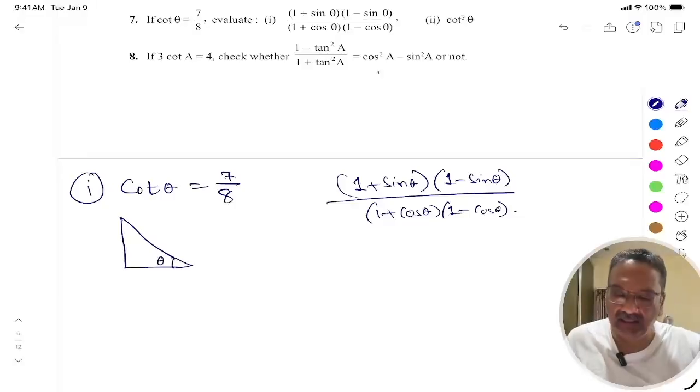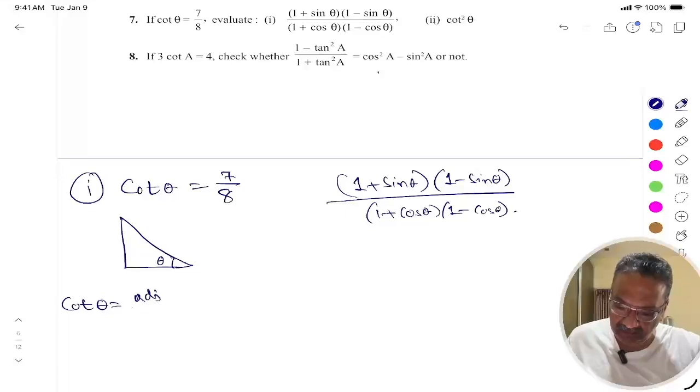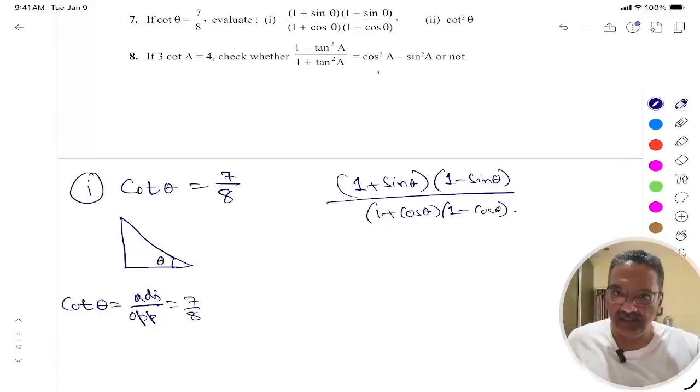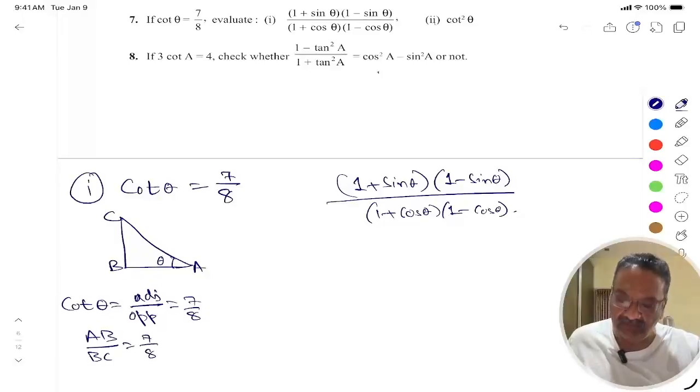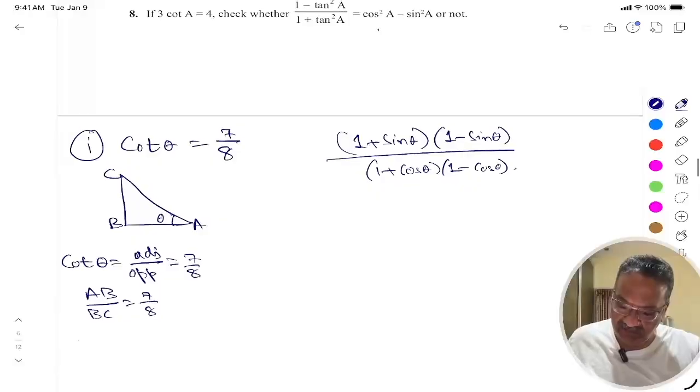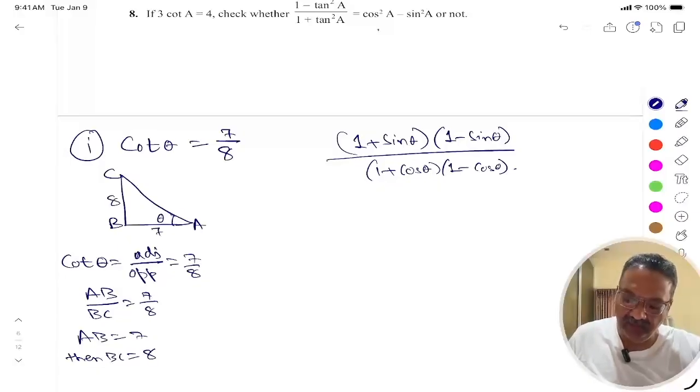This will be theta. So what is cot theta? Cot theta is nothing but adjacent by opposite. So adjacent by opposite will be 7/8. Okay, so let us assume that I will call this A, B, C. So adjacent will be AB by opposite will be BC is equal to 7/8. I will say AB is equal to 7. In that case, BC will be 8.